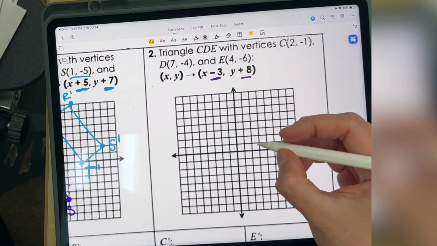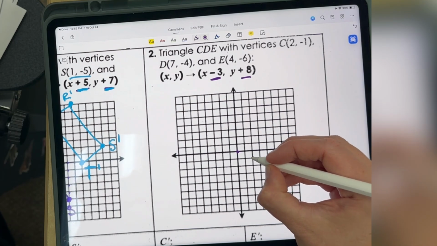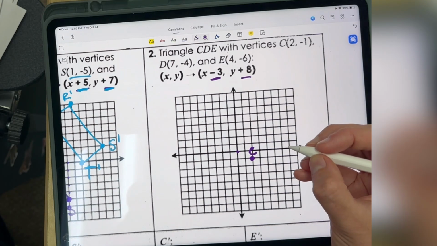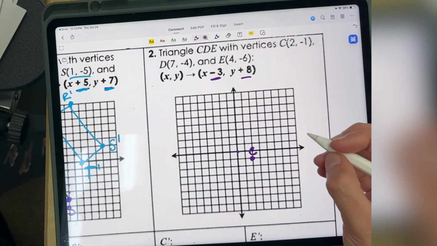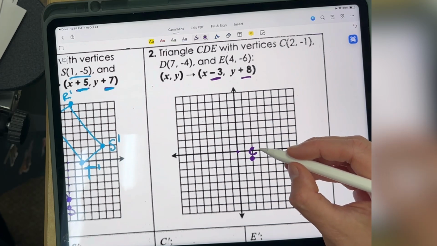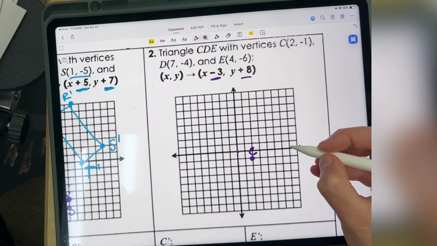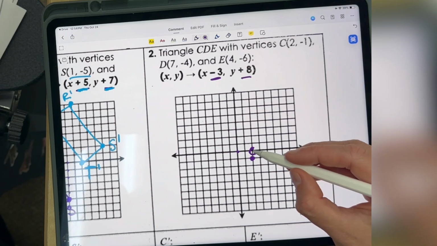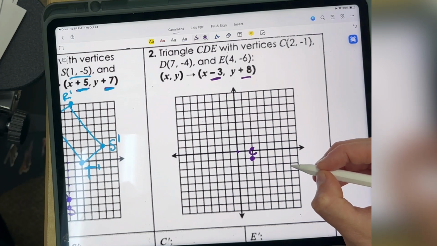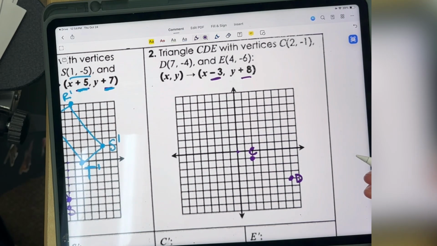So the original C is at 2, -1, so start at the origin, 1, 2, -1 means go down 1. And there is our original C value, okay? The next point, D, is at 7, -4. So that means go right 7: 1, 2, 3, 4, 5, 6, 7. And then go down 4. Oh, I lost my place. 1, 2, 3, 4, 5, 6, 7. Go down 1, 2, 3, 4. And that is our pre-image D. So no prime yet. And connect those.